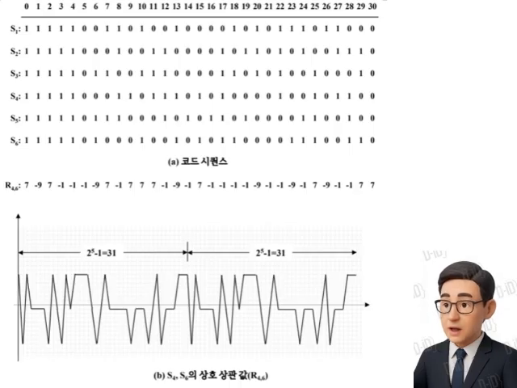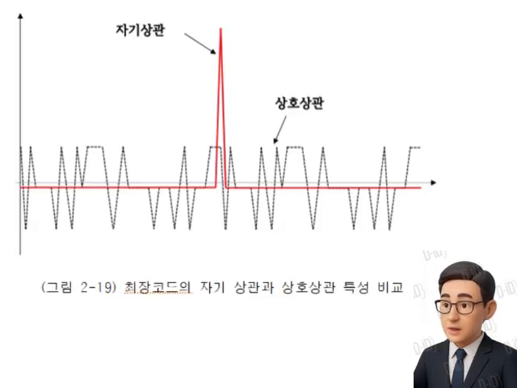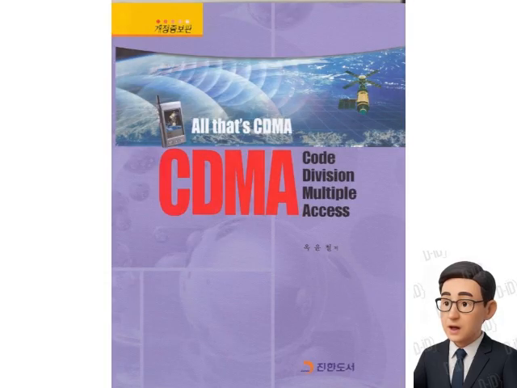On the other hand, Figure 2.19 shows the autocorrelation characteristic compared with the cross-correlation of M sequences. As seen in the figure, autocorrelation drops sharply, even if only one bit is misaligned. This is a superior characteristic compared to cross-correlation. The second is the run property.